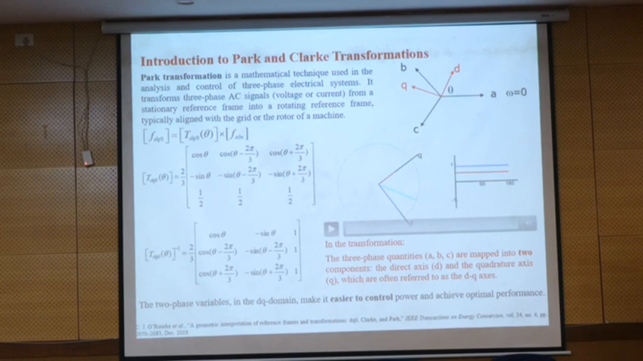The main idea and important thing is that when we transfer from ABC to DQ, the fundamental frequency becomes a DC value. By this assumption, we can separate the fundamental frequency from the harmonics, and then compensation and control will be much easier for us. This is the main reason.